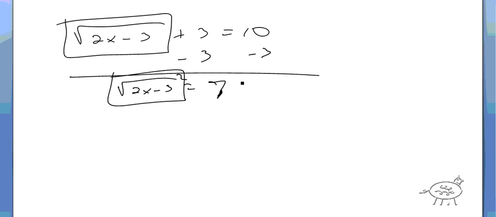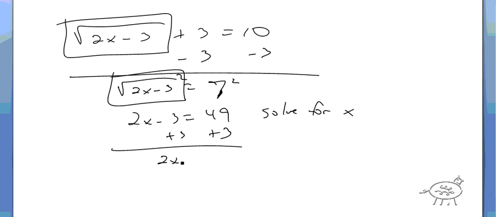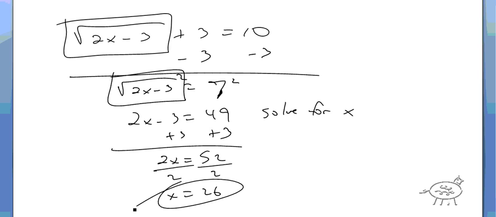So I square both sides. So 2x minus 3 equals 49. And then I solve for x. So add 3 to both sides. So 2x equals 52. Divided by 2, x equals 26. Okay? That makes sense, everybody? I hope.